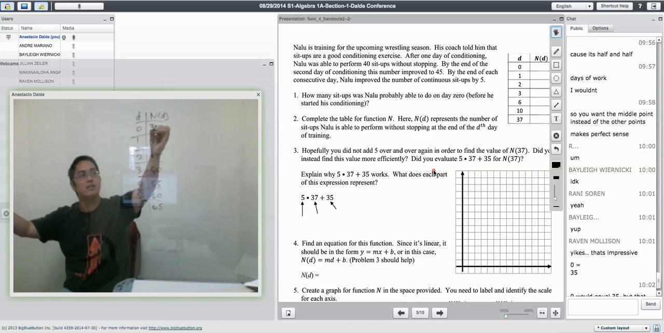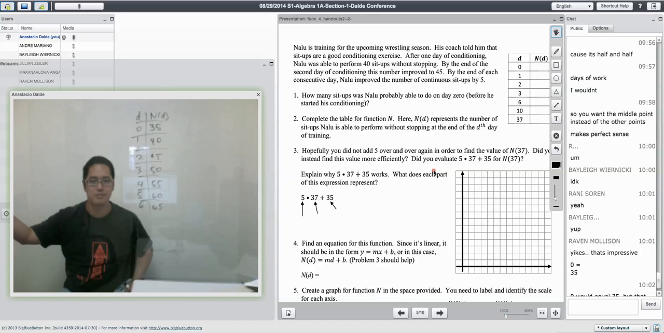Yeah, I totally agree with that. I don't know why I put 34. 35. Awesome. All right, so we completed the table. Done. Hopefully you did not add 5 over and over again in order to find day 37. Oh, I see. So they went all the way up and then... I get it. They did 1, 2, 3, 4. They didn't do all this.